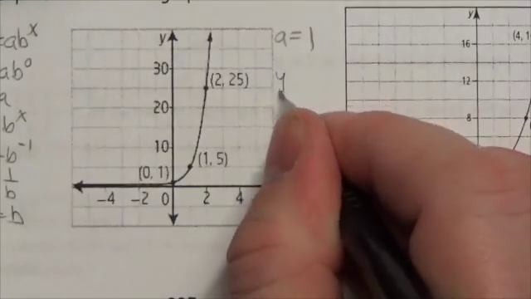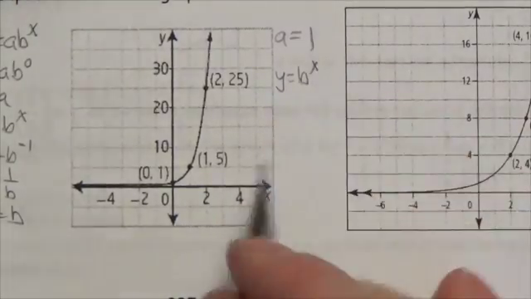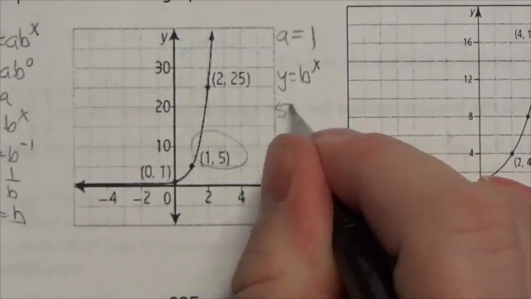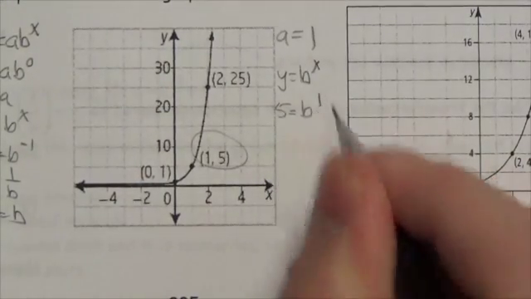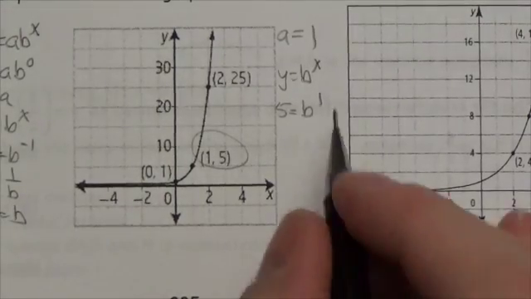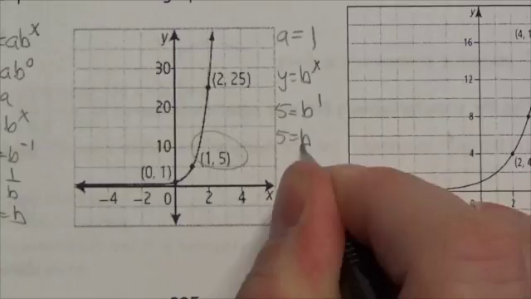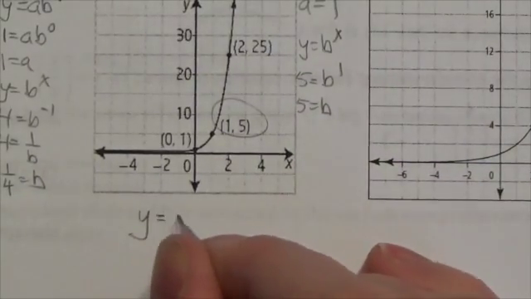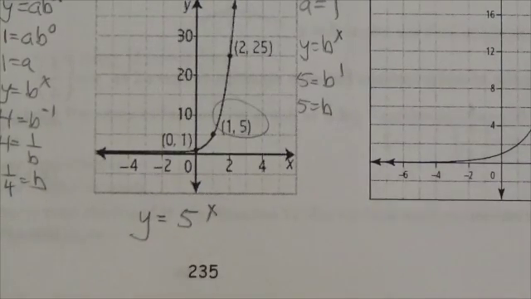So now I know that this has got to be y equals b to the x. Now again, I've got 2 points to choose from. Let's just choose the first one. So 5 is equal to b to the 1. Well, I love that, because I know b to the 1 is just b, so I know that b is equal to 5. So I can come down here and write that the equation of this function must be y equals 5 to the x. Awesome.